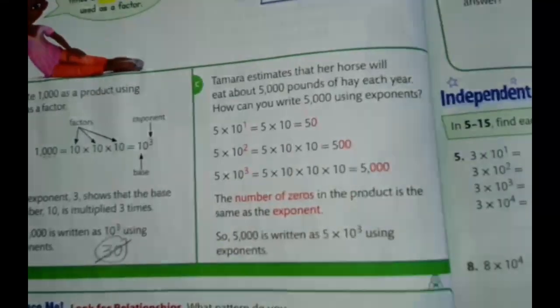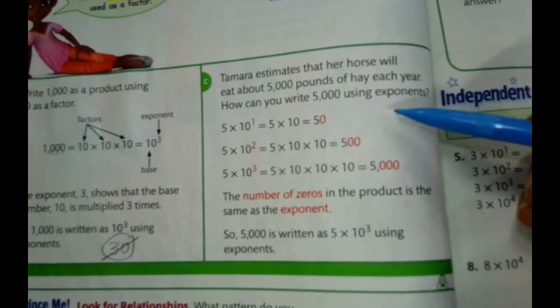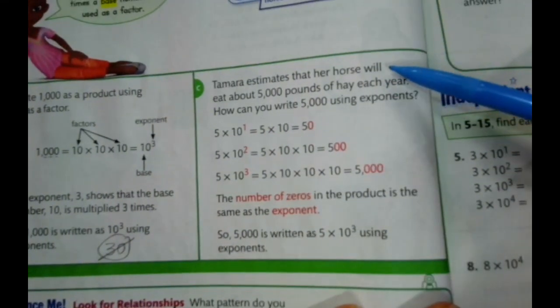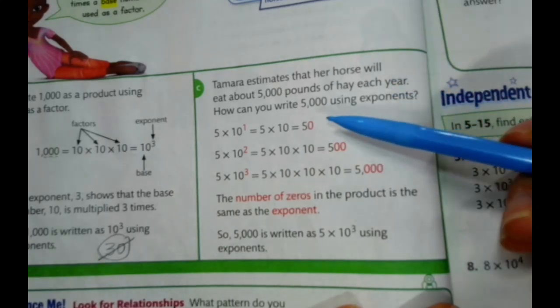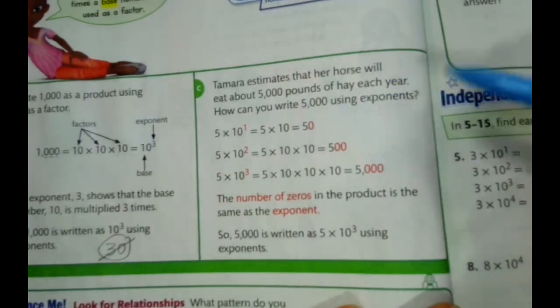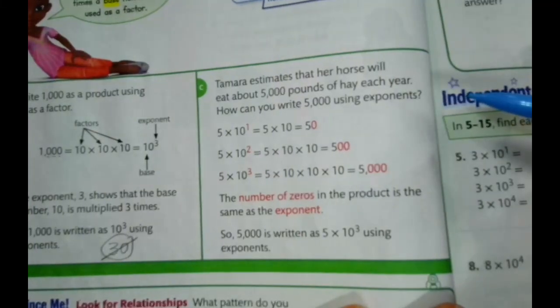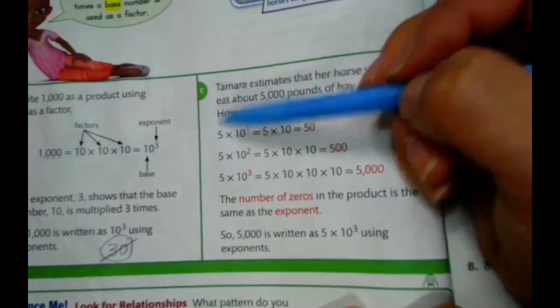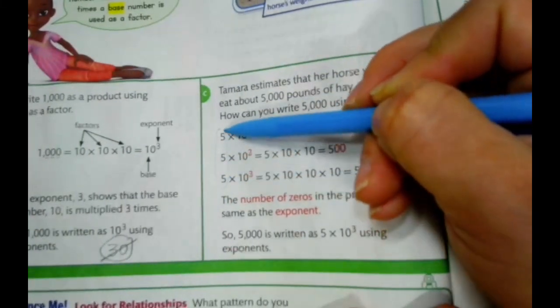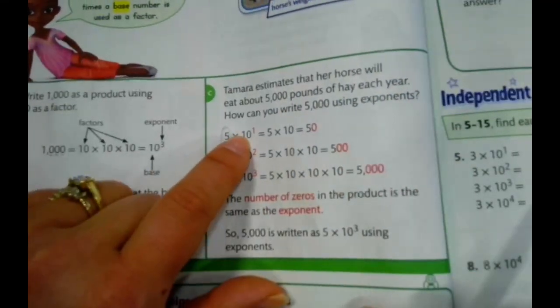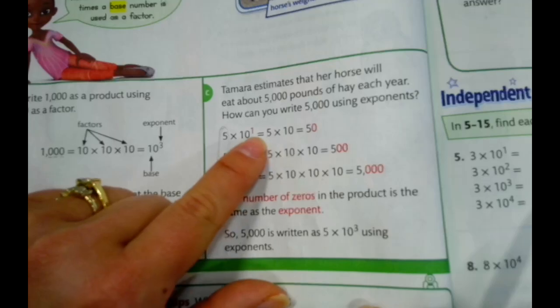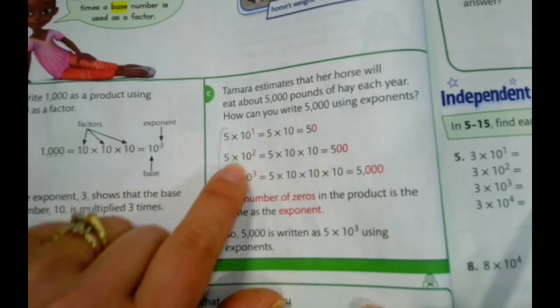Here's another way that you can look at it. If Tamara estimates that her horse will eat about 5,000 pounds of hay each year, how can you write 5,000 using exponents? So not 1,000, but 5,000. If I have a number other than 1 out front, I have to factor that in. So here I can do 5 times 10, which we know is 50, but really that's 5 times 10 to the 1st power.